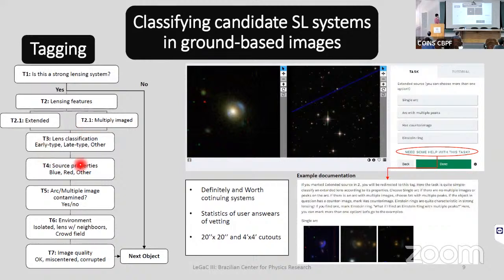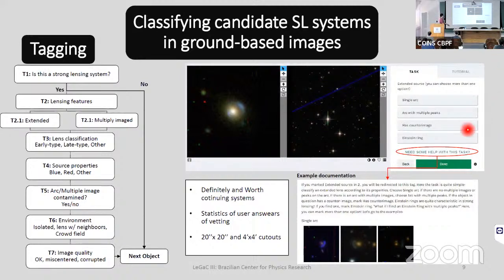We want to classify the source, if it's a blue source or a red source. We also want to classify the arcs, if there is any contamination on the arcs. This is important for the modeling. We want to classify the environment, and finally, the imaging quality. So if there are any dead pixels or artifacts on the image, we also want to keep track of this.